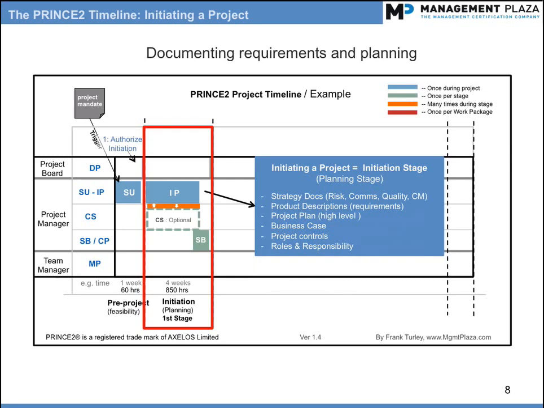The business case document, this is the responsibility of the executive. Project controls, describing how the project will be controlled. And lastly, roles and responsibilities, plus the project management team structure.